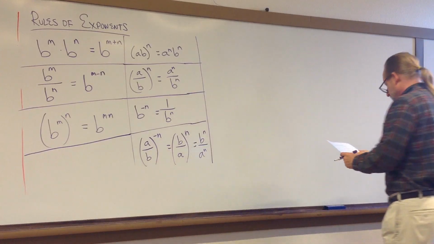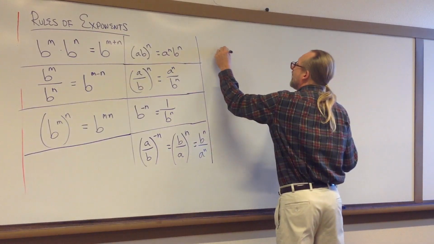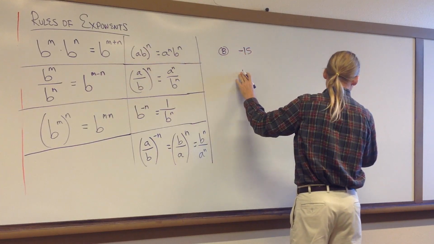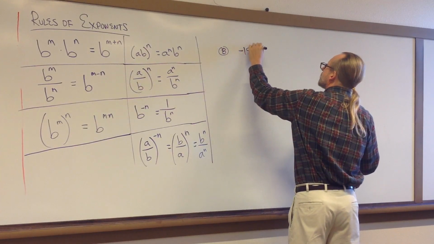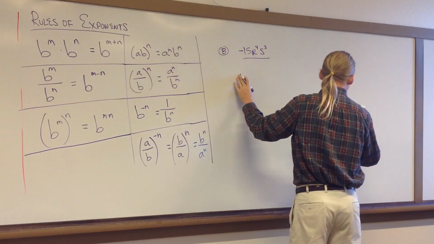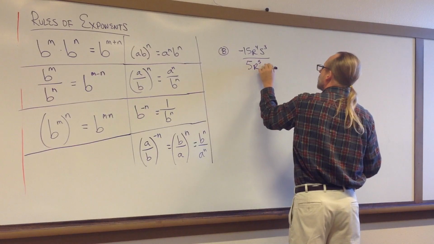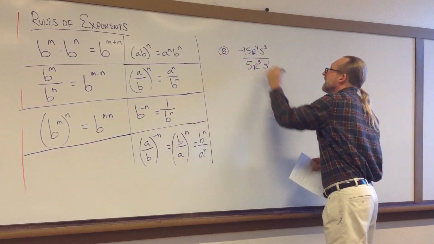Okay, now we've got some fraction problems with some canceling here. Negative 15 r to the 4th s cubed over 5 r to the 5th times s. And don't forget, this is s to the 1st power.